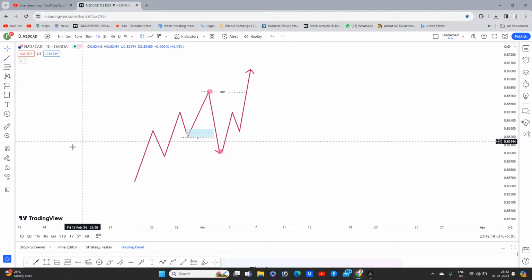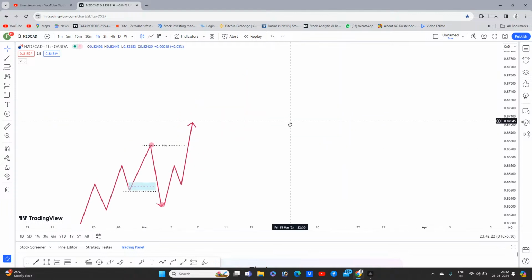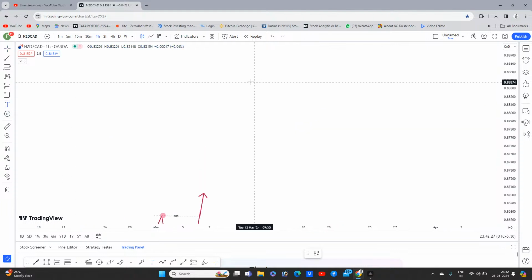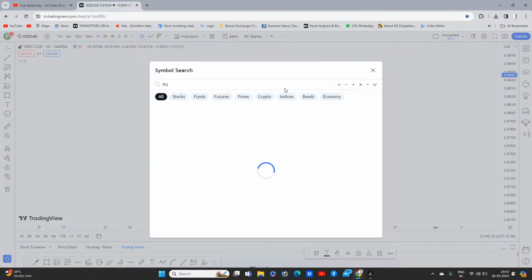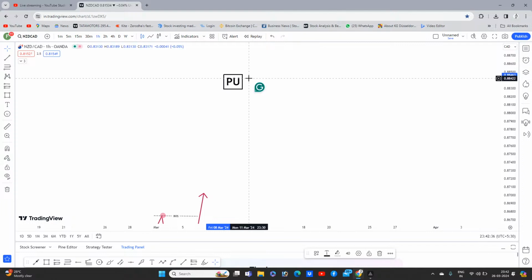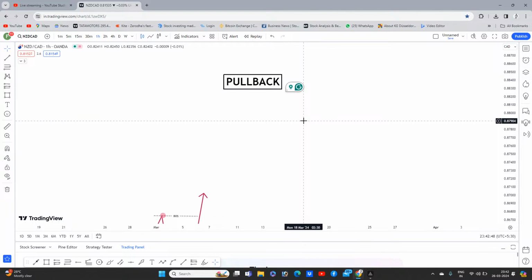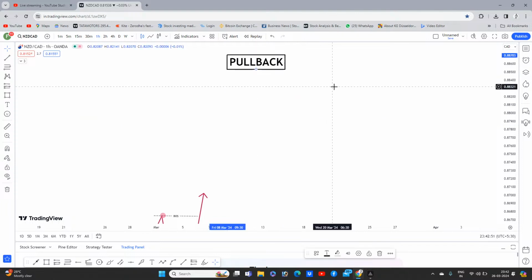So today we'll first understand what a pullback is and how a pullback looks, because once we learn to identify the pullback, once we learn where the pullbacks are, then we can easily save ourselves from the smart money trap. Today I'm going to give you a little lesson about pullbacks, how to identify them, where to spot them, and everything.